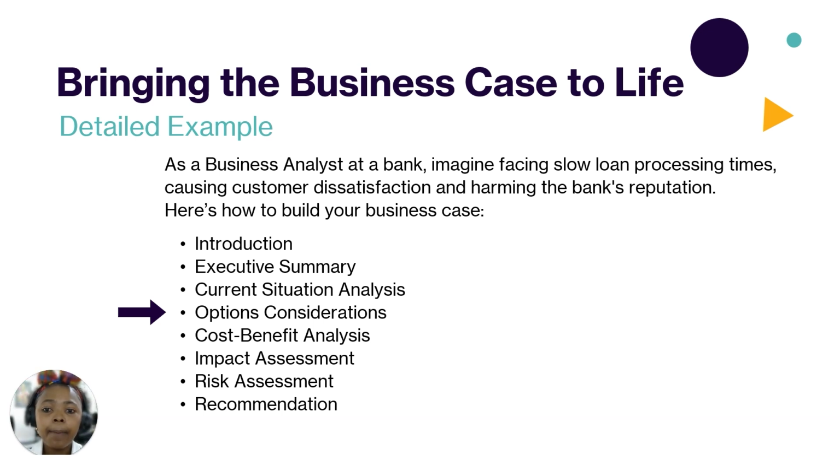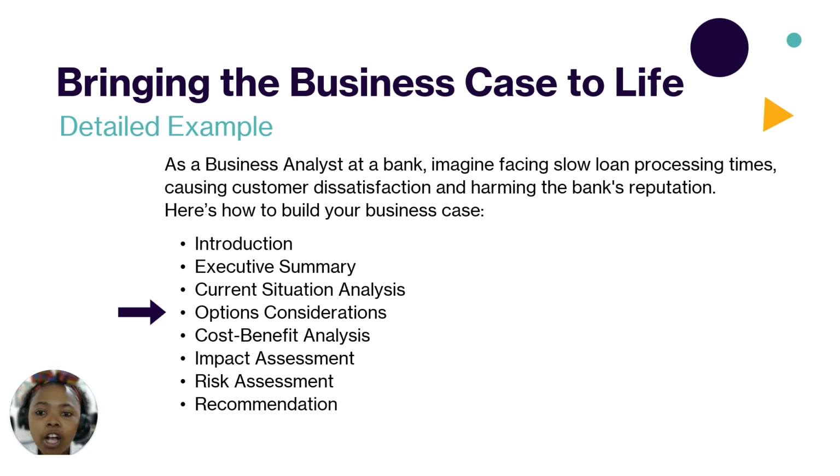This section presents all the possible solutions with brief explanations. For example, you can have option one be to streamline the current process through re-engineering and minor system tweaks. Option two would be to implement a new loan process software that automates key tasks. Option three would be to hire additional staff to manage the workload and reduce delays. Option four would be to do nothing, maintain the status quo.